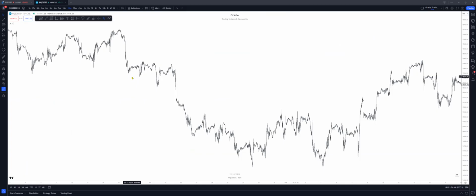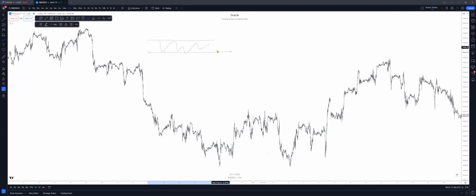So Asia can accumulate and then London can manipulate and then New York can distribute. Okay. So we can have power of three like that as well. Or you can have Asia accumulates, London manipulates and distributes. And then New York can be your full on reversal. That can go take London high, for example. So you can have something like this.